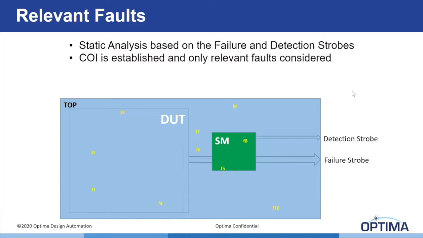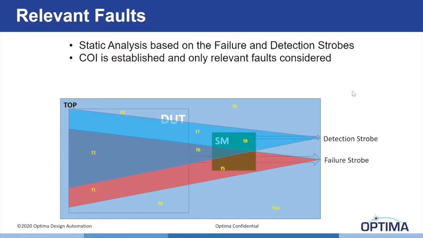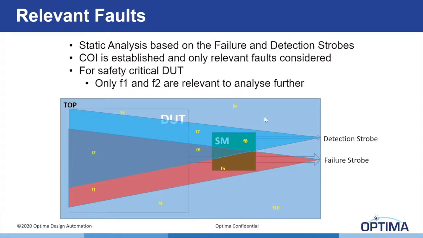You don't need to consider all the faults. A cone of influence is established based on the failure strobe and the detection strobe. If you just look at the cone of influence based on detection and failure strobes, you can see only F1 and F2 are relevant. The rest of the faults are not relevant at all. Right away you have reduced from 10 faults to 2 faults only, which is F1 and F2.